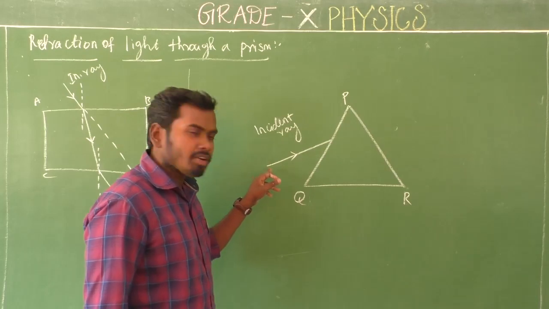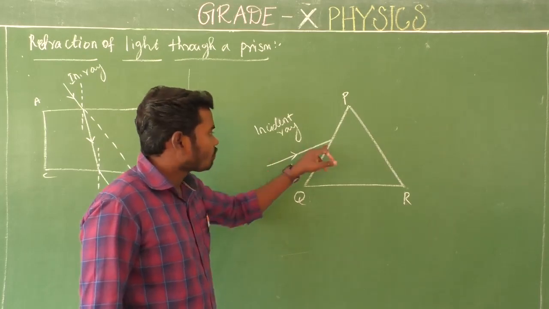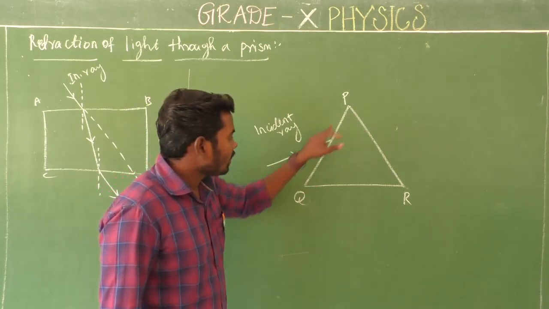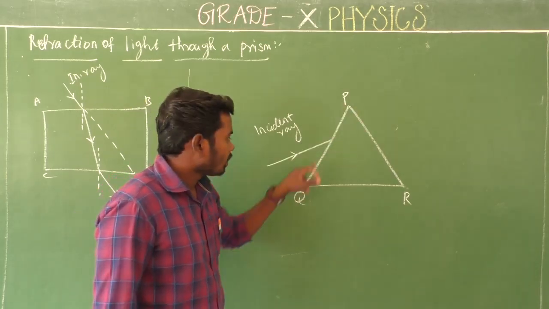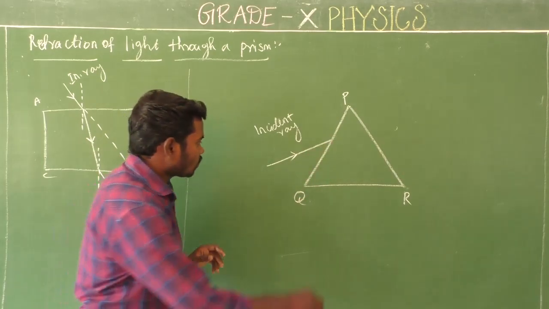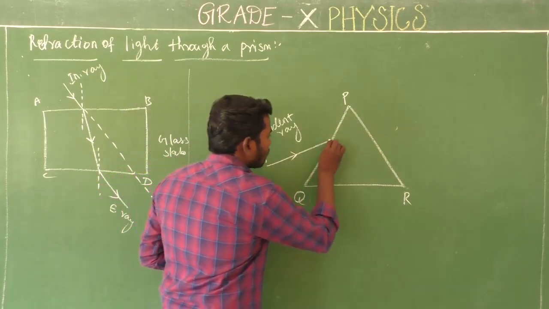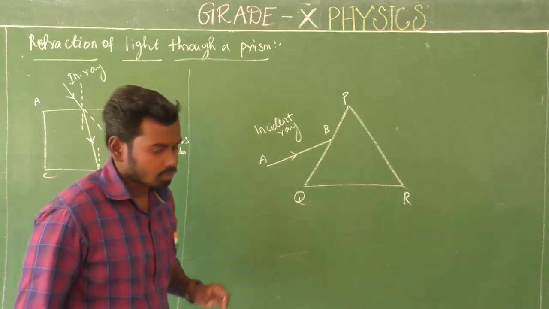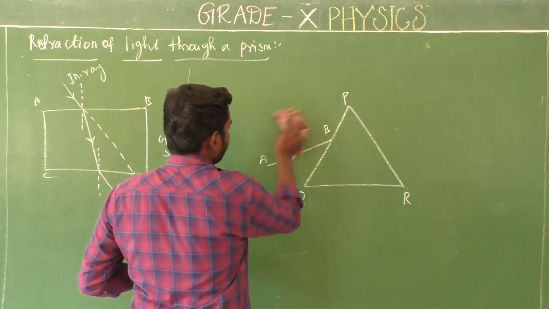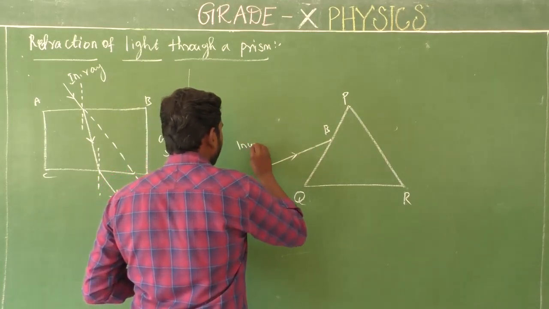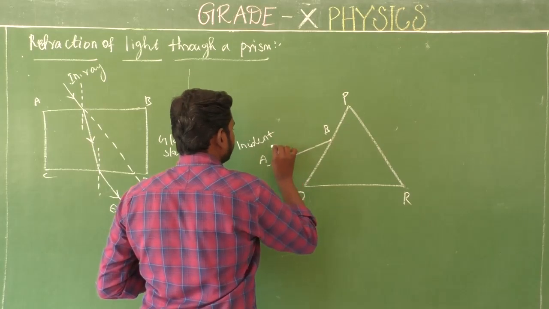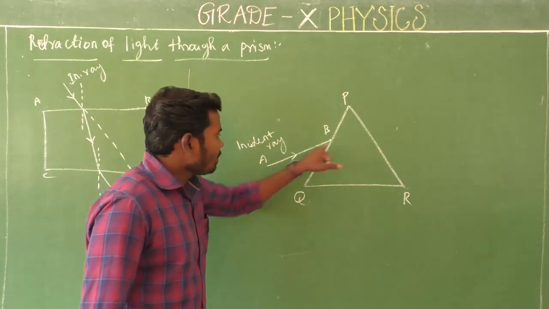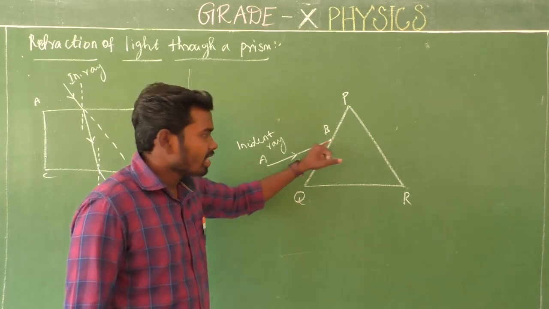First, consider a ray of light. The ray of light falls on the surface PQ of the glass prism, here. Is it clear? Yes. So consider the names A and B. Look at here. This is the incident ray. So here AB is an incident ray.